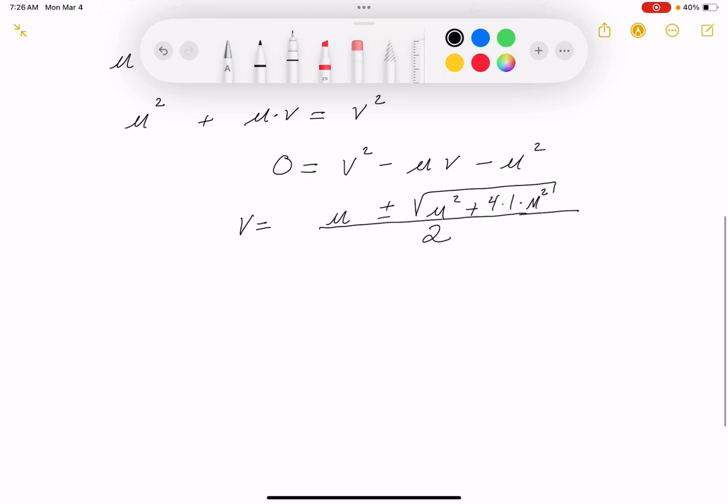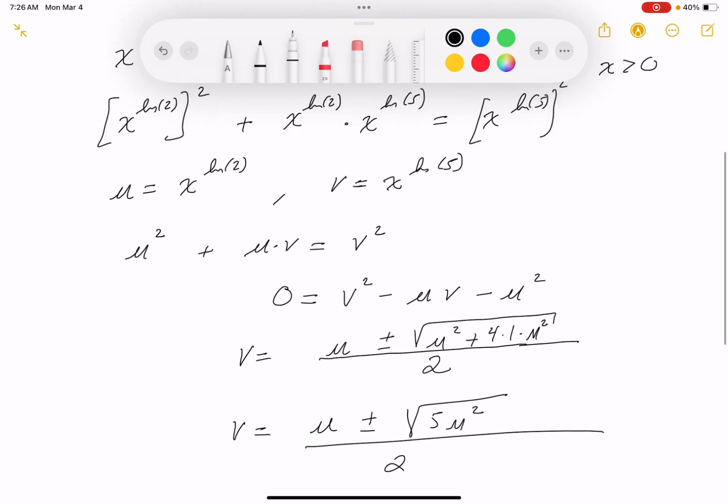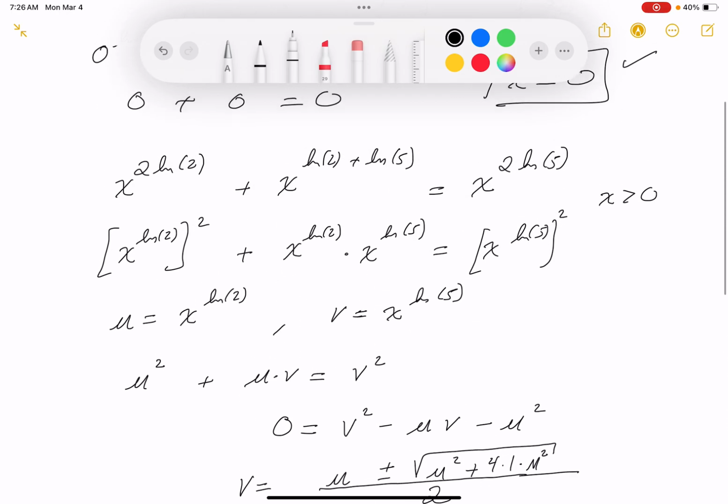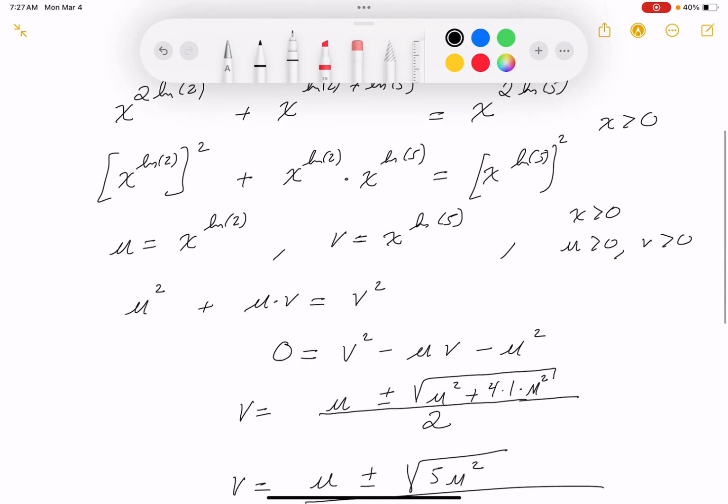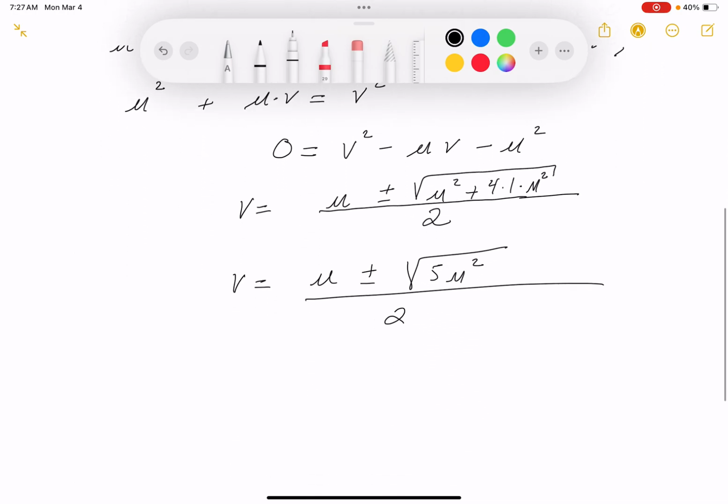All right, this is kind of shaping up, and v equals u plus or minus, over 2, the root of 5u squared. Before I go on, I want to point out that I made some substitutions over here. Maybe I should write this down. I hope you remember that x is greater than 0. What does that mean? u is greater than 0, and v is greater than 0. All right, that's important.